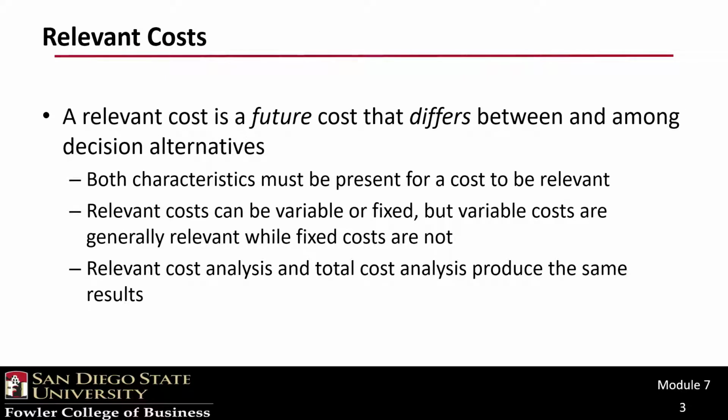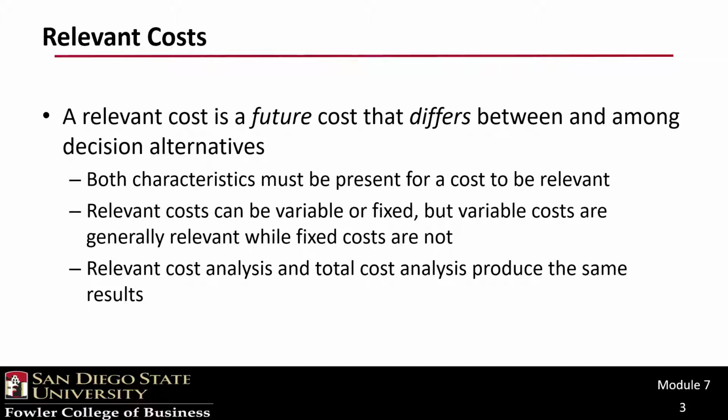So a relevant cost is a future cost that differs between and among decision alternatives. And I'm hoping that you covered relevant costs somewhere down in your lower division course. So both characteristics must be present for a cost to be relevant. It must be a future cost and it must differ. So relevant costs can be variable or fixed, but generally speaking, variable costs are relevant and fixed costs are not. Now, that's not a whole rule. I mean, there are exceptions always.